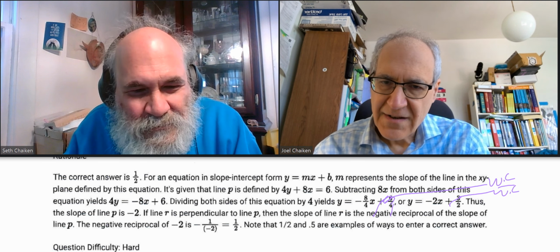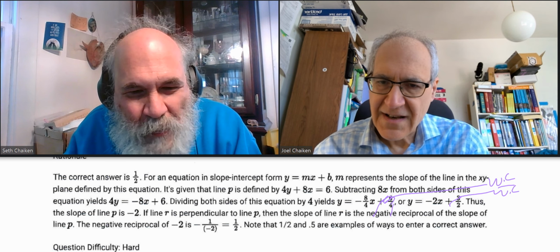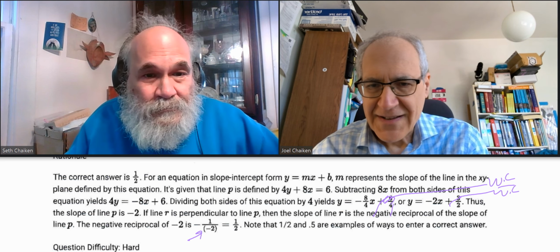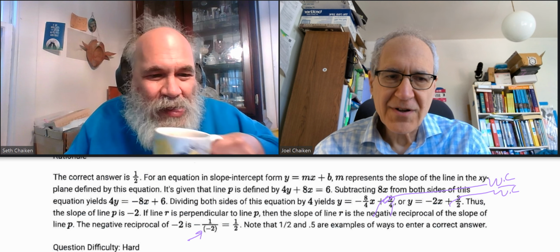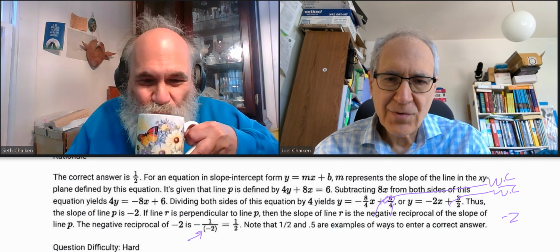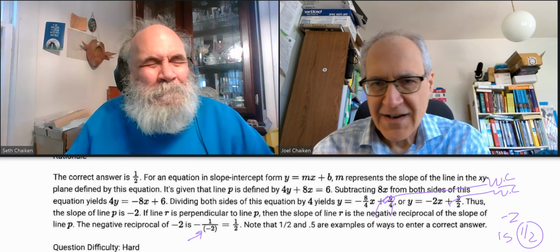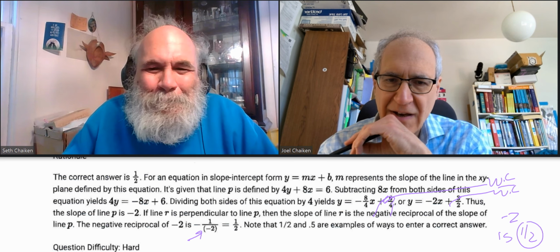Thus, the slope of the line is -2. If it's perpendicular, it's a negative reciprocal. That's just what we did, negative reciprocal. You don't really even have to write this out. Just know the negative reciprocal of -2 is +1/2. You can just do that in your head.